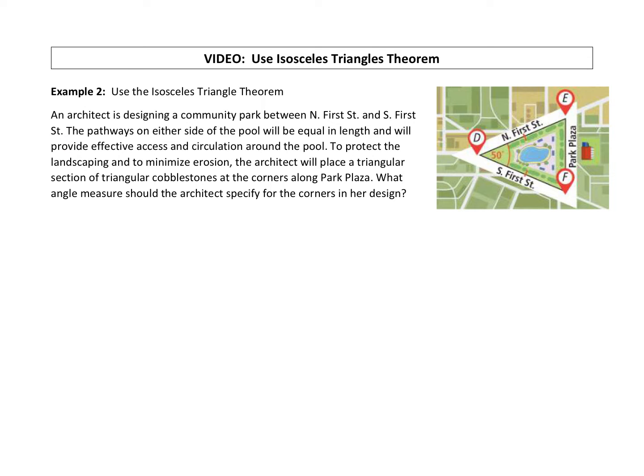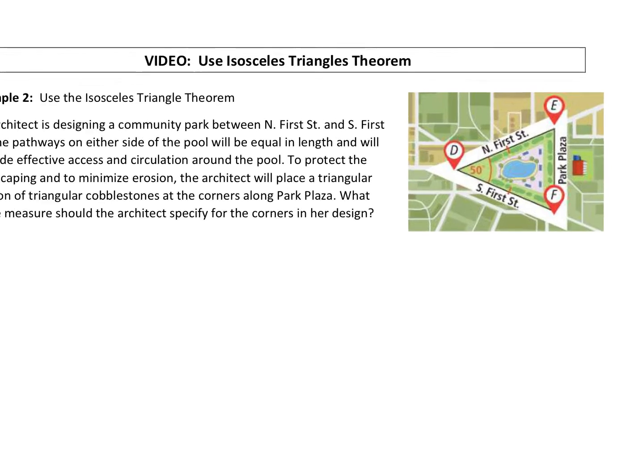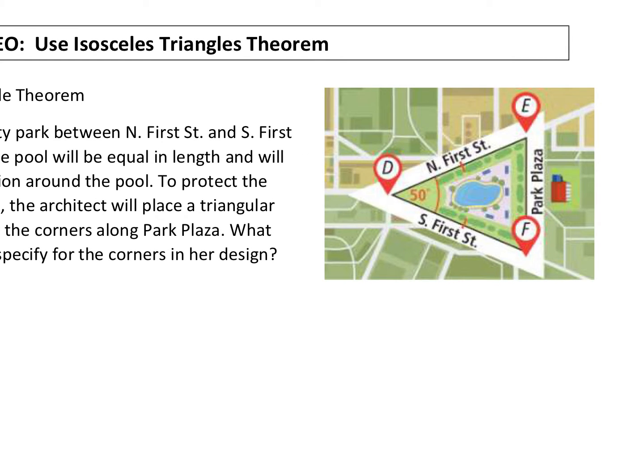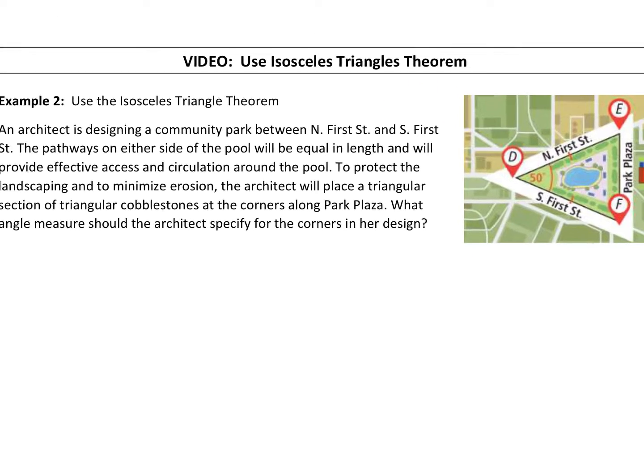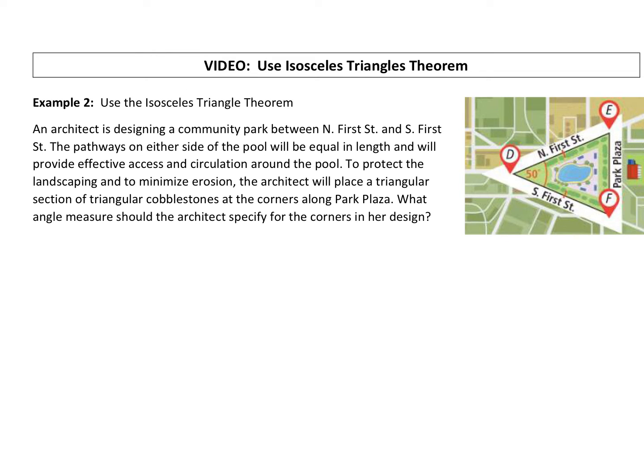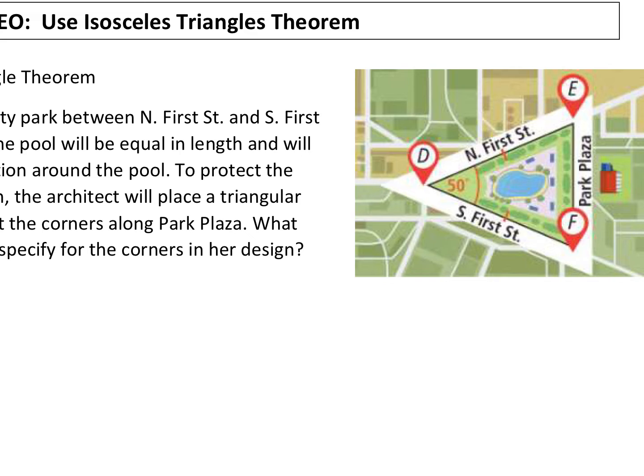So if we look at our picture, here's North First Street and here's South First Street. So we are designing a community park between those two. The pathways on either side of the pool will be equal in length and will provide effective access and circulation around the pool. So we can see in the picture, it has been designated. I'll make it a little bit darker. Here's our equal length. So those two sides will be equal length, which makes them congruent sides.